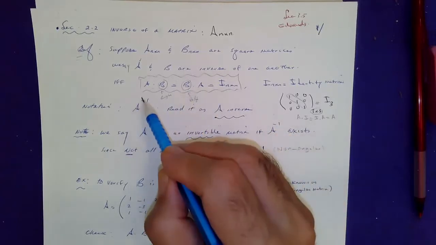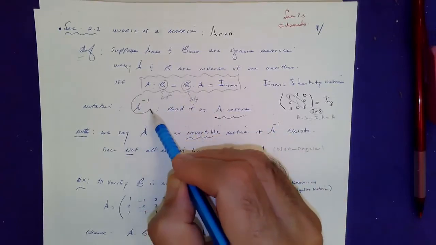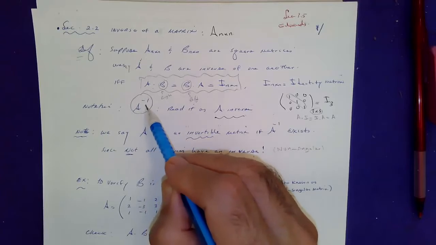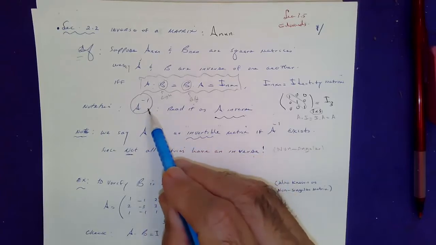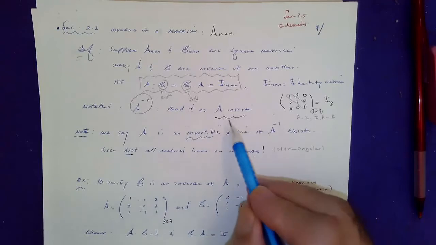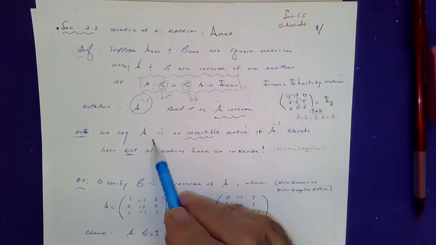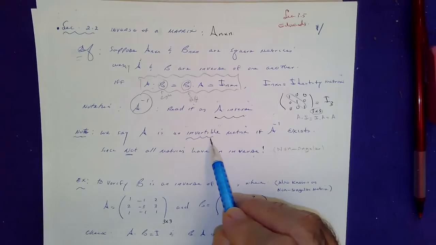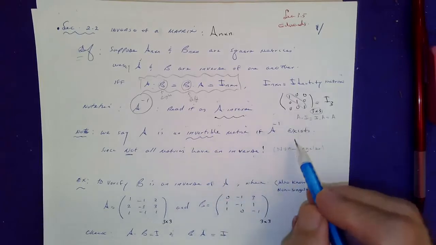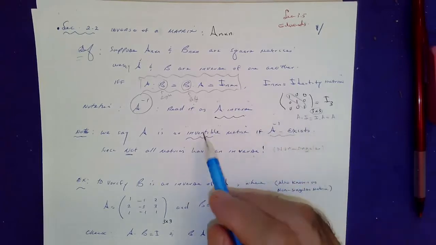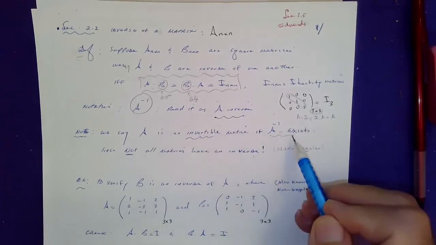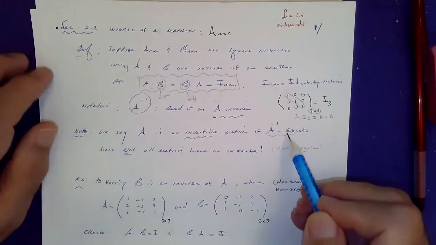The notation for inverse is what? This guy right here, with A as superscript -1. Please do not read that as A to the -1 power. Read it as A inverse. So we say A is an invertible matrix if A inverse exists. So invertibility means existence of the A inverse.